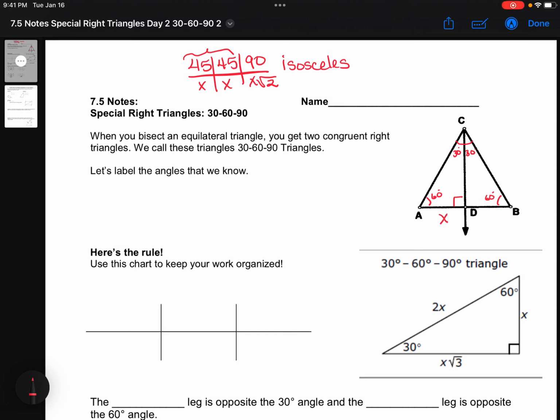For the sides, the short side is half of the new hypotenuse. And the new bisector that we did in the middle is x times the square root of 3. And we know that because we took an equilateral triangle. And if we do x squared plus x square root of 3 squared, we get 2x squared.